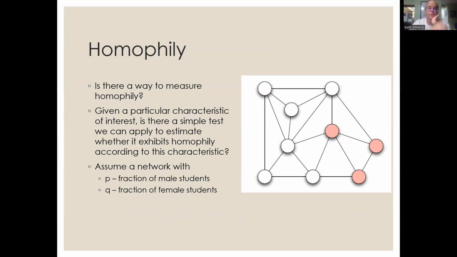So let's assume we have a network where P is the fraction of male students and Q is the fraction of female students. This is a friendship network for a small hypothetical classroom. The 3 shaded nodes are girls or female, and the 6 unshaded nodes are boys or male. If there weren't any cross-gender edges at all, then the question of homophily would be easy to resolve. It'd be present in pretty extreme form here.